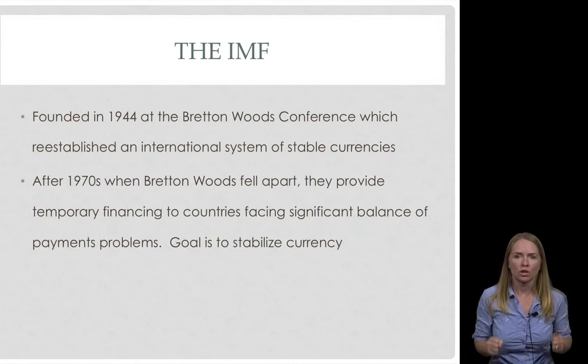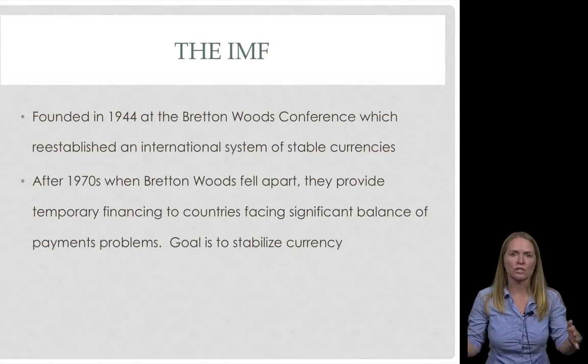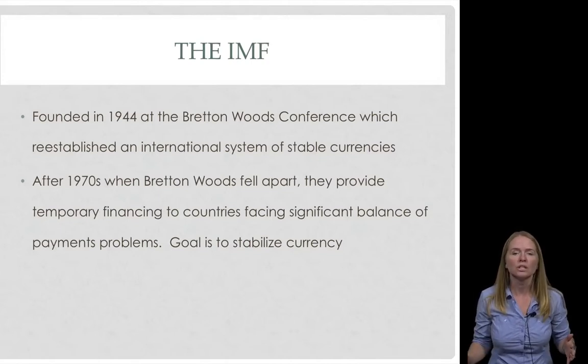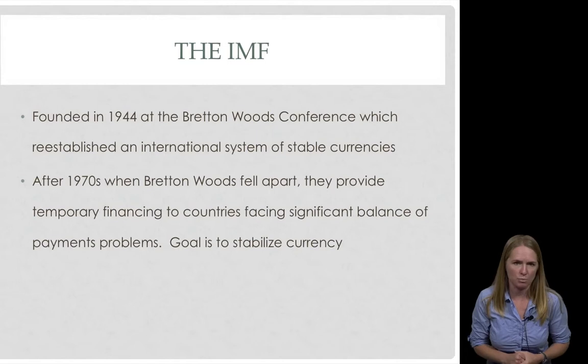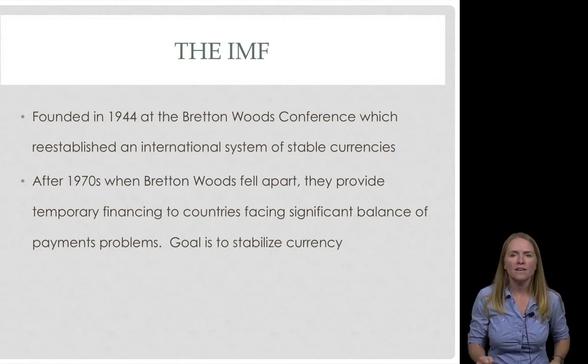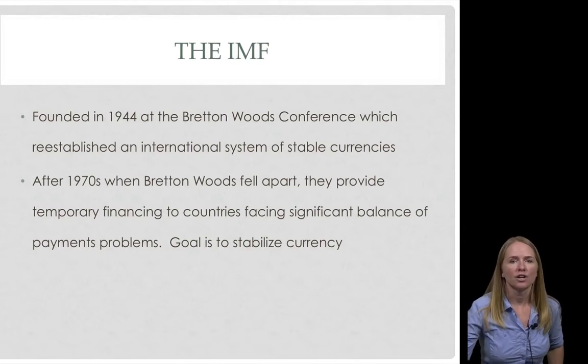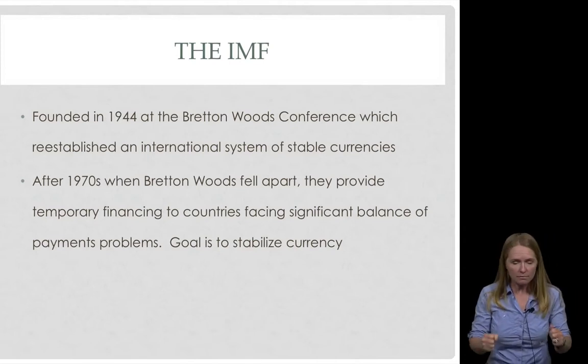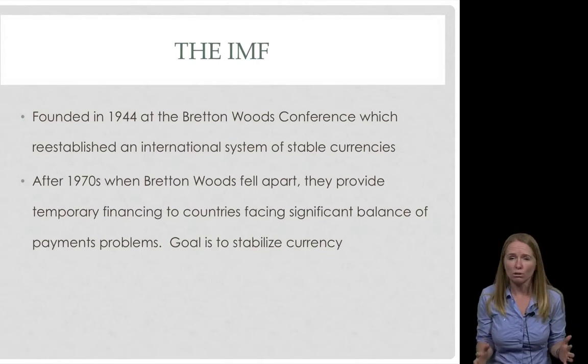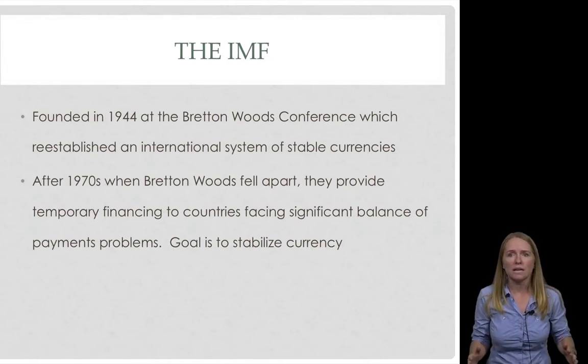in the global currency market. After the 1970s, when Bretton Woods fell apart, the rest of the world's currencies came off of the dollar, and the dollar fell off of gold. The IMF provided temporary financing to countries that face significant balance of payment problems or deficits. The goal of the IMF is to stabilize currency. Many look to the IMF, and we'll talk at length about the reasons why, as kind of integral in this economic development process, in helping developing countries. But the IMF was established to stabilize currencies relative to one another and provide short-term loans to stabilize currencies. That is their goal.